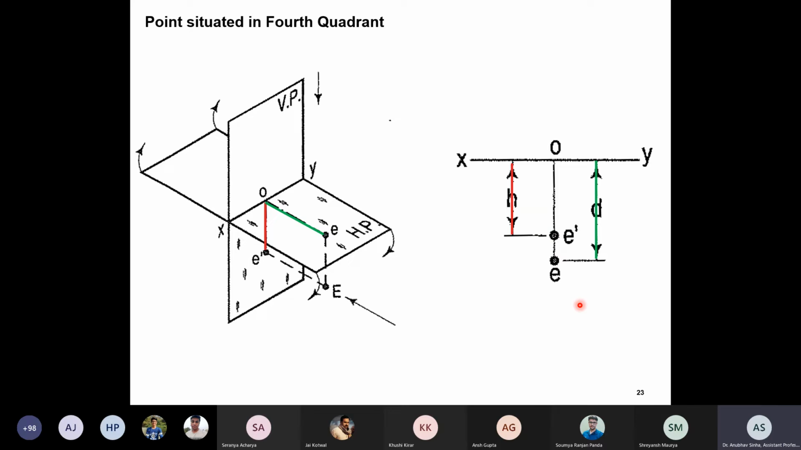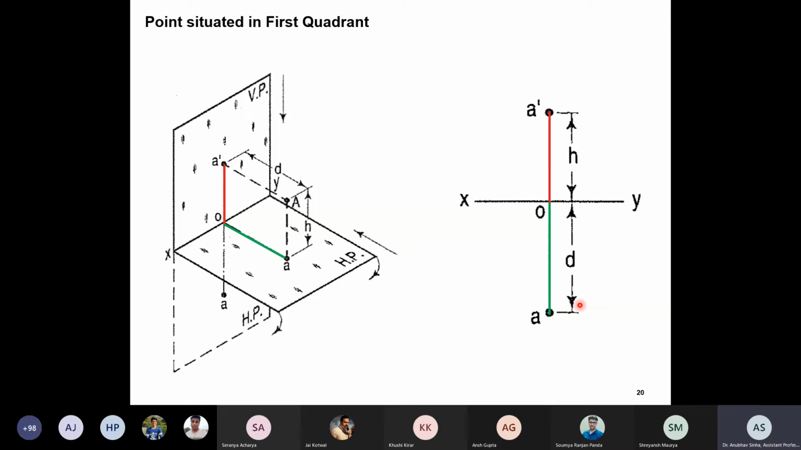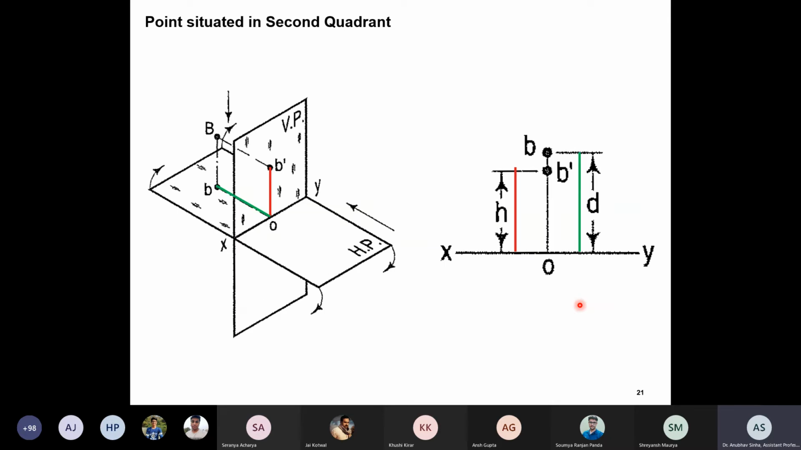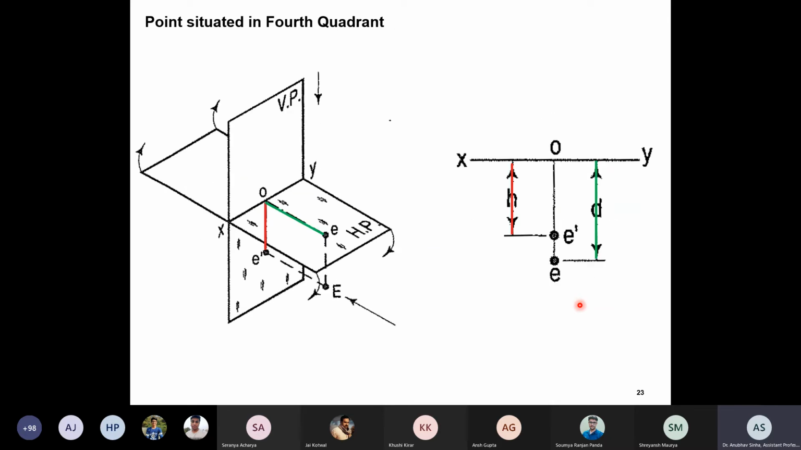So I'll just quickly repeat through all this. First quadrant, second, third, fourth. The only thing you have to remember is that this is rotating clockwise and only the horizontal plane is rotating, the vertical plane is kept fixed. That is the whole idea of making projection. Any questions or should I move forward?